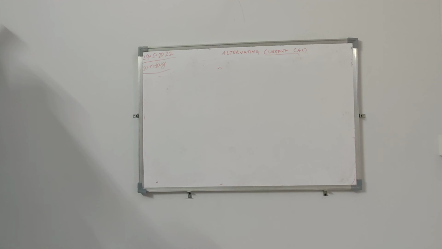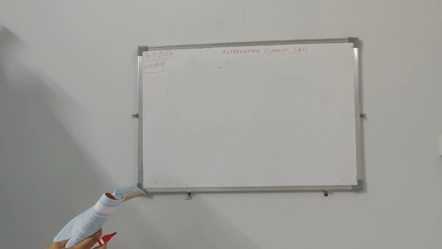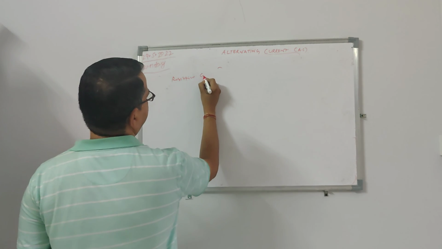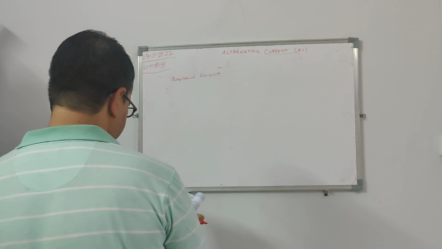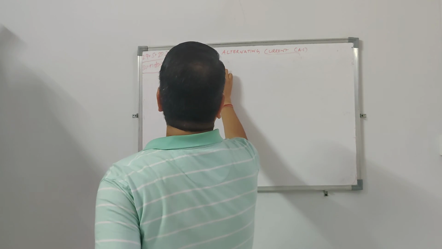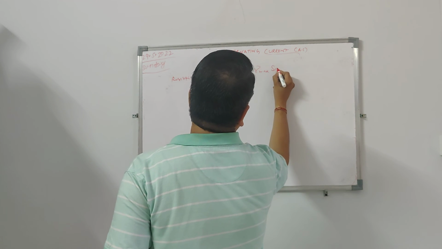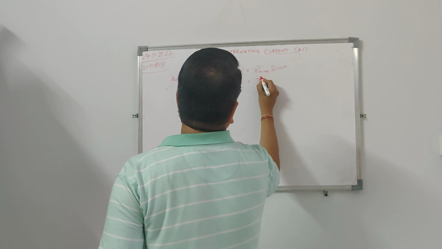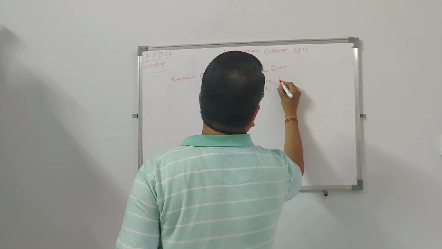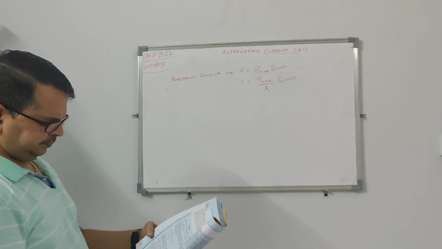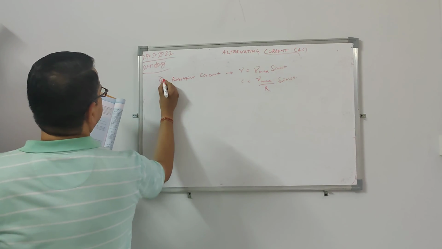An alternating voltage V equal to Vm sin omega t applied to a resistor drives a current I. First we have studied the resistive circuit. In a resistive circuit, V is equal to V max sin omega t, I is equal to V max by R sin omega t, and voltage and current are in the same phase. That is one.